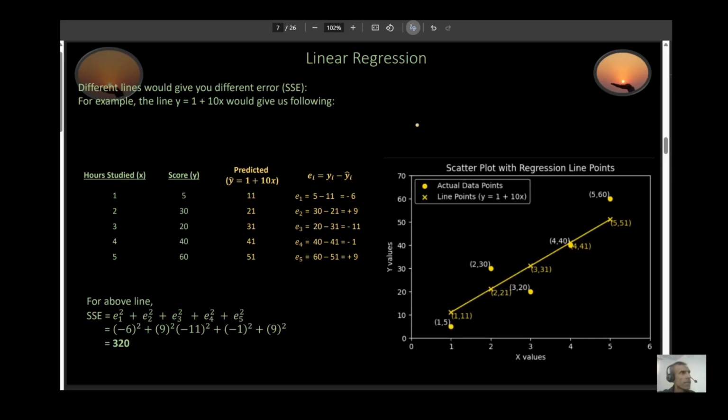Now let's take a look at another example. In this case, my line is y equal to 1 plus 10x. So we do the same thing. My hours studied is 1, my actual score is 5, and my predicted score is going to be based on this equation, 1 plus 10 times x. In this case my x is 1, 10 times 1, and the answer comes out to be 11 total. So my predicted score is 11. Calculate your error. It comes out to be minus 6. Calculate it for the second point, which is 9, then the third point, fourth point, and fifth point. And for this line, calculate your SSE, same logic, and your answer comes out to be 320.